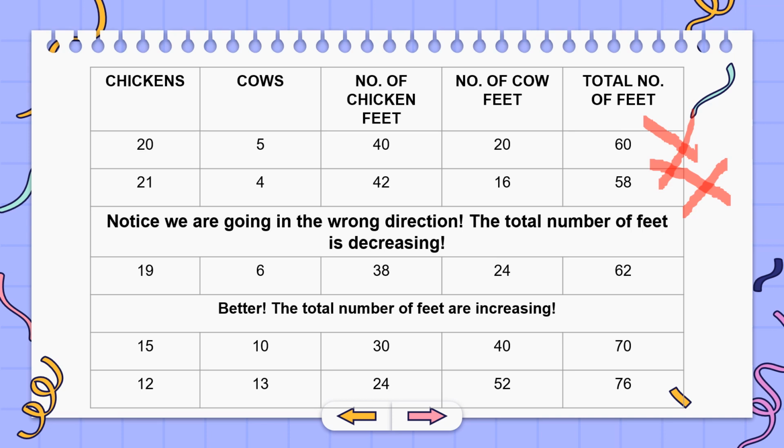So, we try another. We have 19 chickens, 6 cows. So, 19 times 2, 38. 6 times 4, 24. 38 plus 24 equals 62. So, this is better because the total number of feet is increasing. So, I believe that we are getting closer to the right answer. So, trial part.